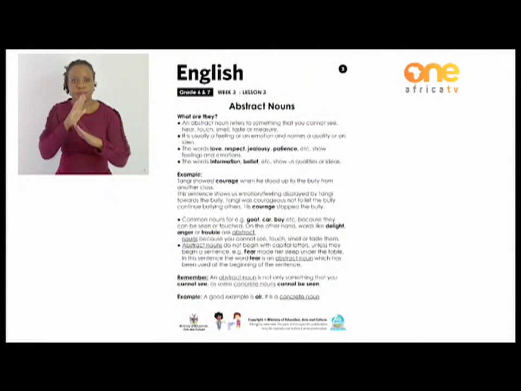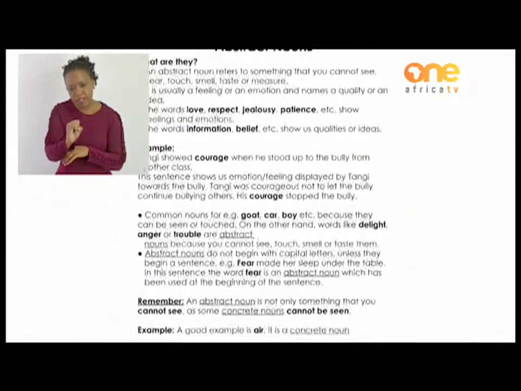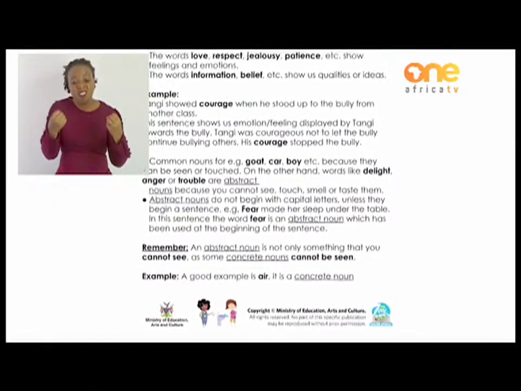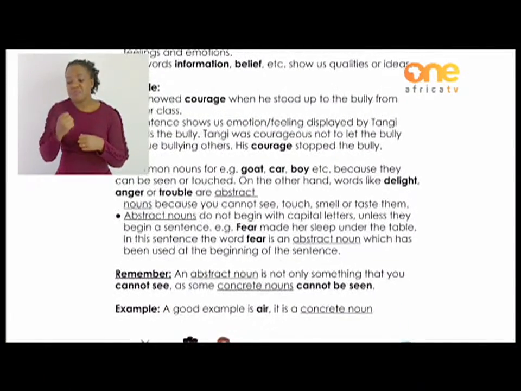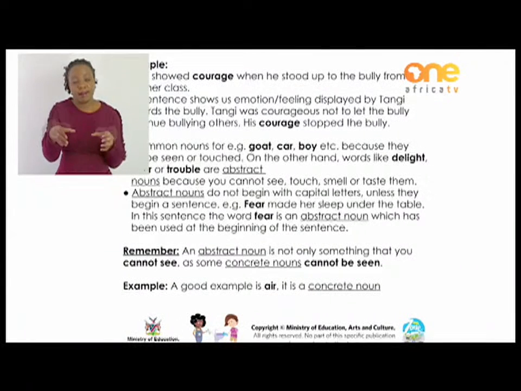Examples. Tangi showed courage when he stood up to the bully from another class. Right, our abstract noun there is courage, which is a feeling. He showed courage. All right. This sentence shows us emotion or feeling displayed by Tangi towards the bully.